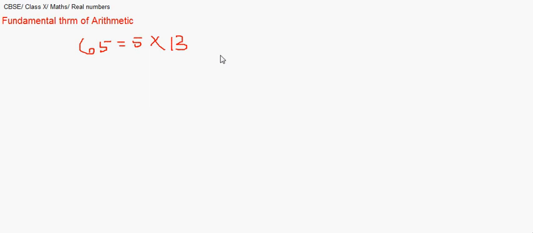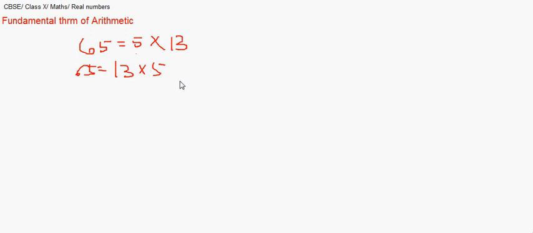This kind of setup, it says, is unique for every composite number except for the order. I can write 65 as 13 into 5 as well. So apart from the order of placing the prime numbers, the rest is unique. That means for every composite number, the product of primes will be unique.